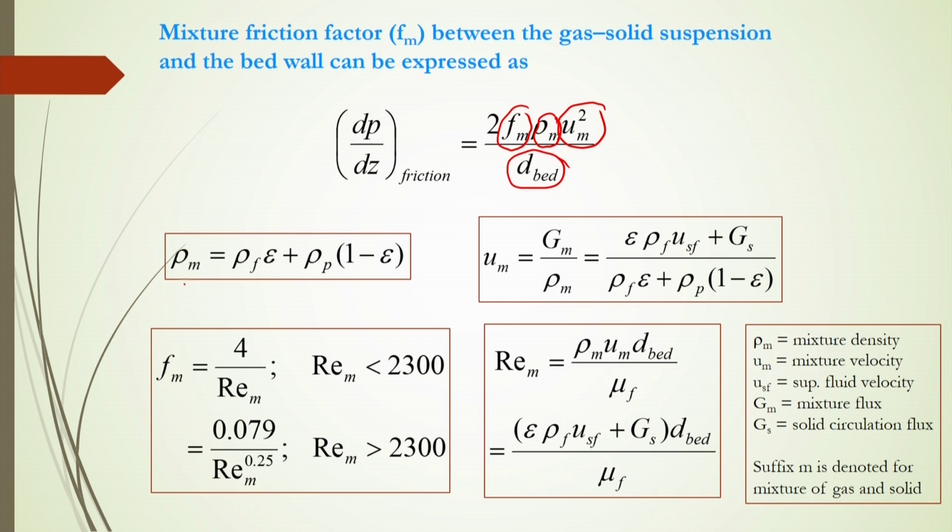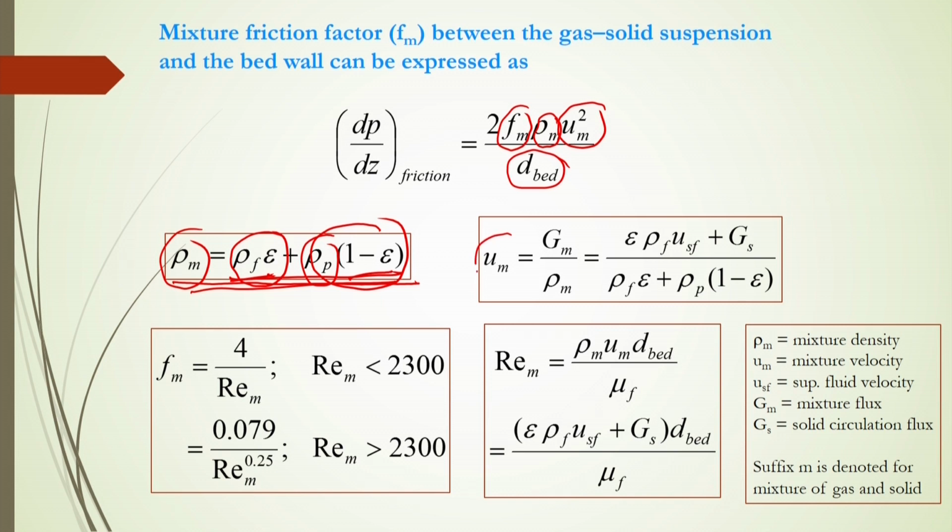So, rho m, the mixture density, is defined as rho f into epsilon plus rho p into 1 minus epsilon. What is this rho f into epsilon? Rho f is nothing but the density of the fluid, either gas or liquid, into epsilon, which means the volume fraction of the fluid inside the bed, and 1 minus epsilon is nothing but the volume fraction of solid inside the bed into the particle density. So, here this is per unit volume, what should be the total mass, then you can calculate the mixture density from this equation.